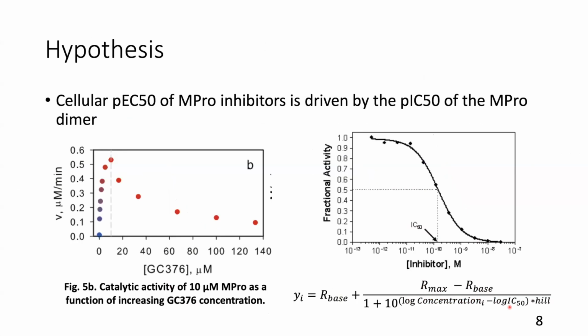So the hypothesis that we had is that the cellular activity of Mpro inhibitors is driven by the potency against the dimer, not the monomer. And that was how we thought we could explain the data that's been observed in previous studies, but there was no model that was fit to that previous data.